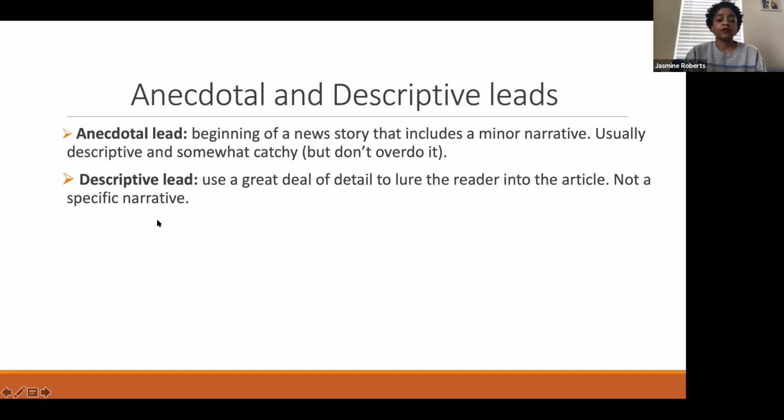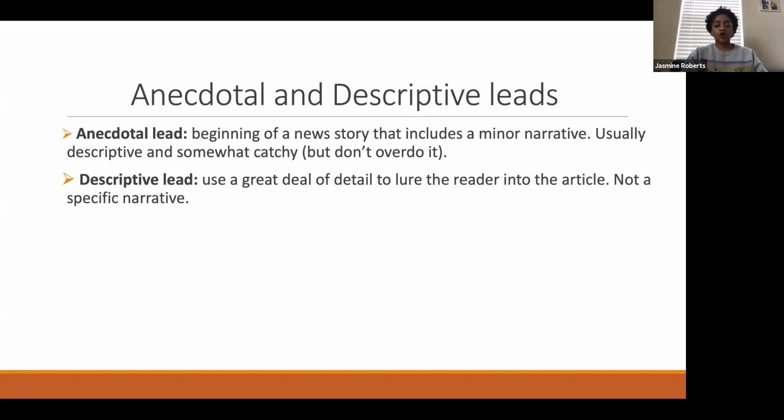So there are a variety of different types of feature leads that you will come across. In the textbook, I only talked about two because I feel like these are the two most commonly used. But again, there are more than just two feature leads. We have what's called an anecdotal lead. An anecdotal lead is essentially when the feature story starts off with a minor story or some type of narrative that's relevant to the larger story at hand. It's usually a lot more specific than what we might find in a descriptive lead.